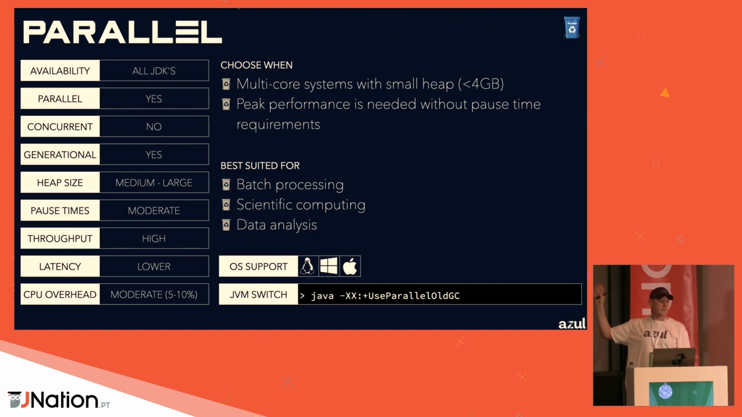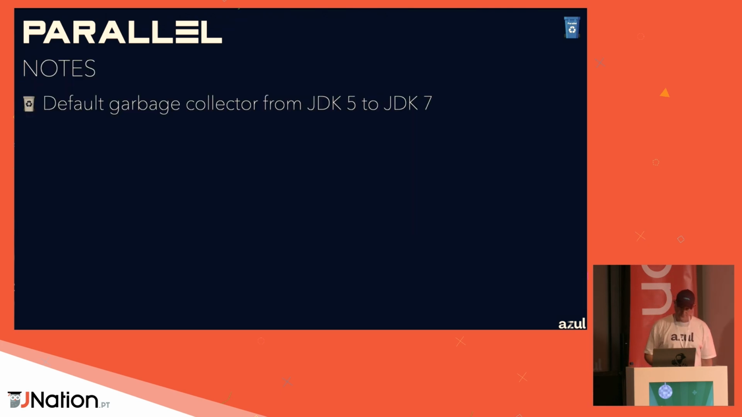This is the reason why this is called the throughput collector, because the throughput is the highest of all the collectors. Even the newest one, ZGC, does not have as high a throughput as the parallel GC. Throughput means it's the relation between time you spend in garbage collection versus time you spend in the application. And this is the best thing you can do if you would like to have high throughput. This is very good for batch processing, scientific computing, or data analysis. It was the default collector from JDK 5 to 7.